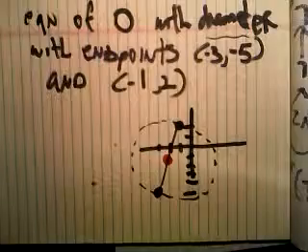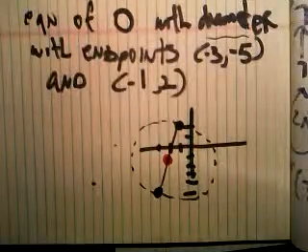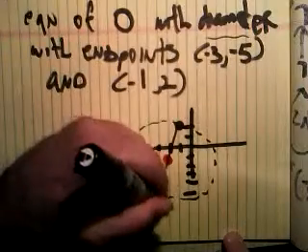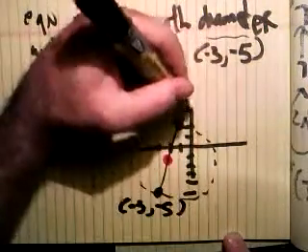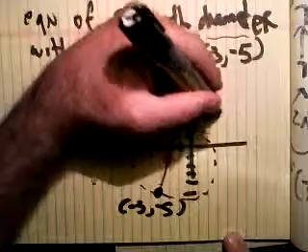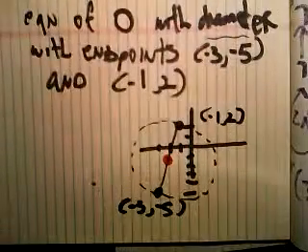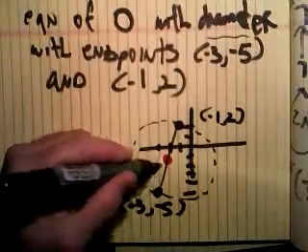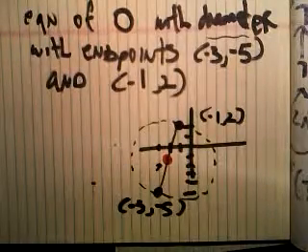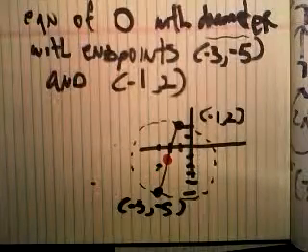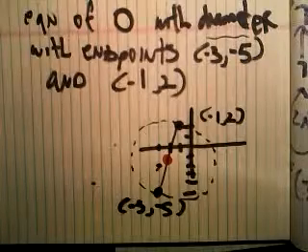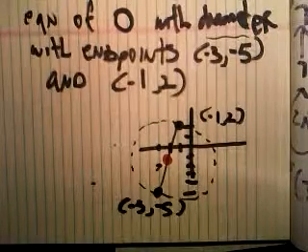Well, shoot. If this is negative 3, negative 5, and this one is negative 1, 2, how the heck am I going to figure out what this is? Well, lo and behold, you have something you can use, and it is the distance formula.